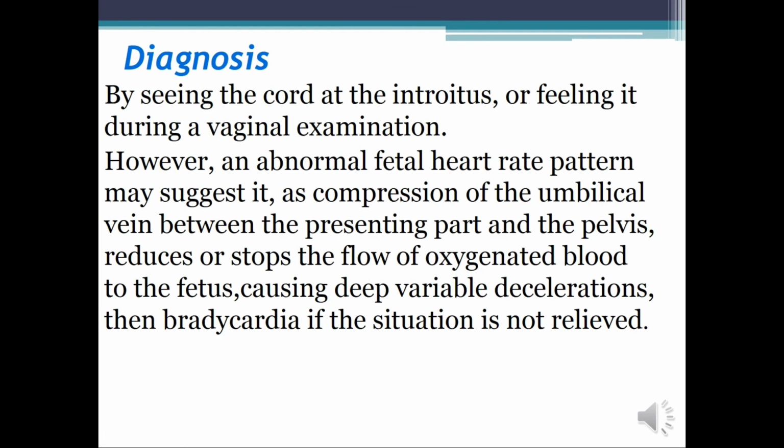Diagnosis: by seeing the cord at the introitus or feeling it during the vaginal examination. However, an abnormal fetal heart rate pattern may suggest it, as compression of the umbilical cord between the presenting part and the pelvis reduces or stops the flow of oxygenated blood to the fetus, causing deep variable decelerations, then bradycardia if the situation is not relieved.